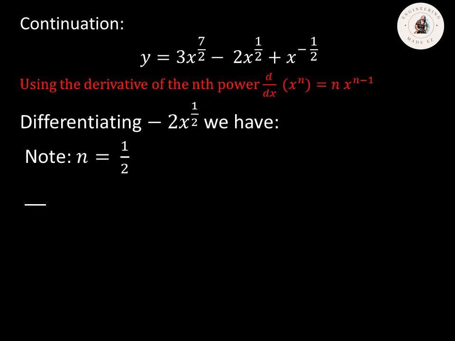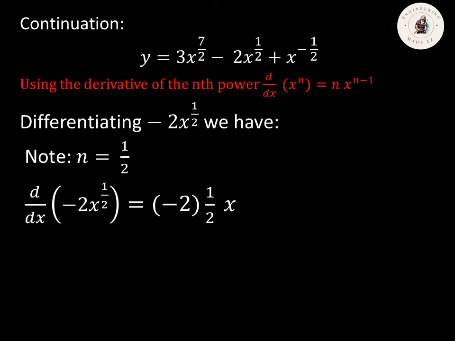Next, we're going to differentiate negative 2x raised to the power of 1/2. First, we write the constant, which is negative 2, then the n, which is 1/2, then copy the variable, which is x, then raise to the power of n minus 1. Since our n is 1/2, we have here 1/2 minus 1. Simplifying this, we can cancel out 2 because they are common. Then x raised to the power of 1/2 minus 1, so we have negative 1/2. That's why the final answer is negative x raised to the power of negative 1/2.